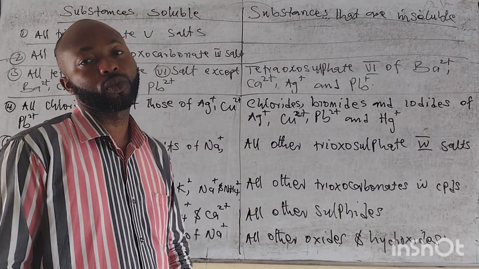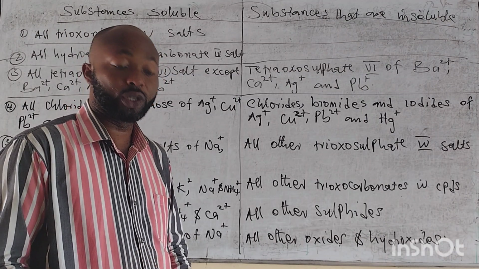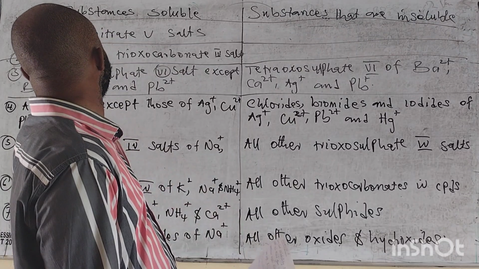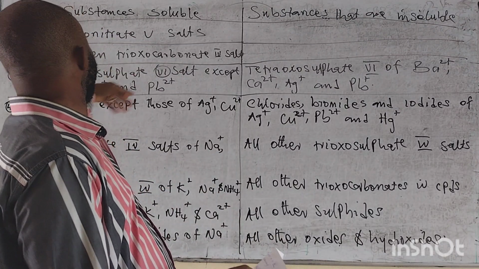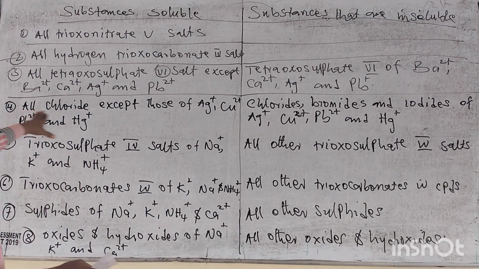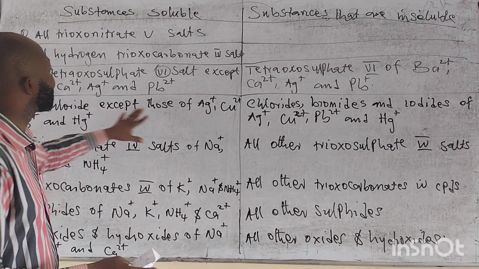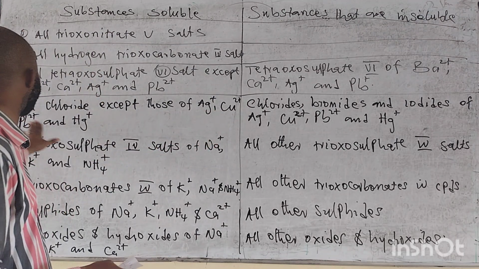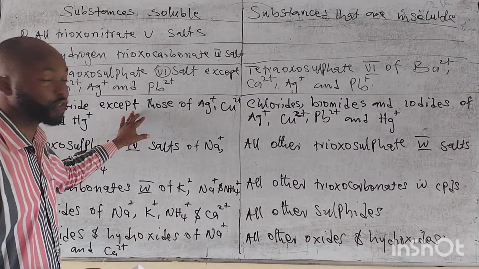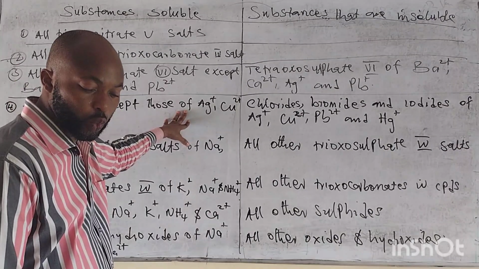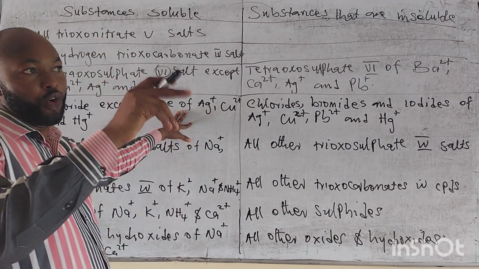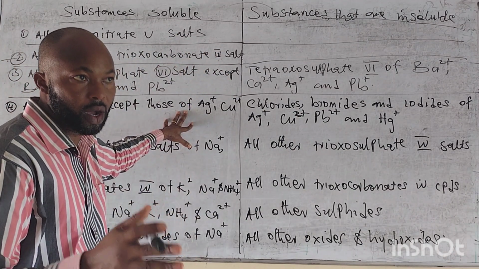Ammonium salt. The example of an ammonium salt they gave us is ammonium chloride. Remember, is it somewhere here talking about chlorides? All chlorides are soluble except those of argentum, copper, lead, and ammonium. Those are the ones that are insoluble. But all other chlorides are soluble. And they gave us what? Ammonium chloride. So your test is ammonium chloride plus water. Observation.